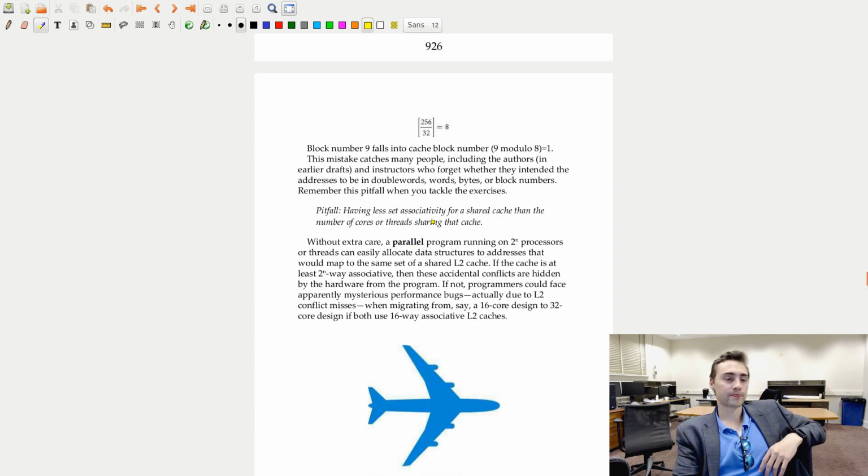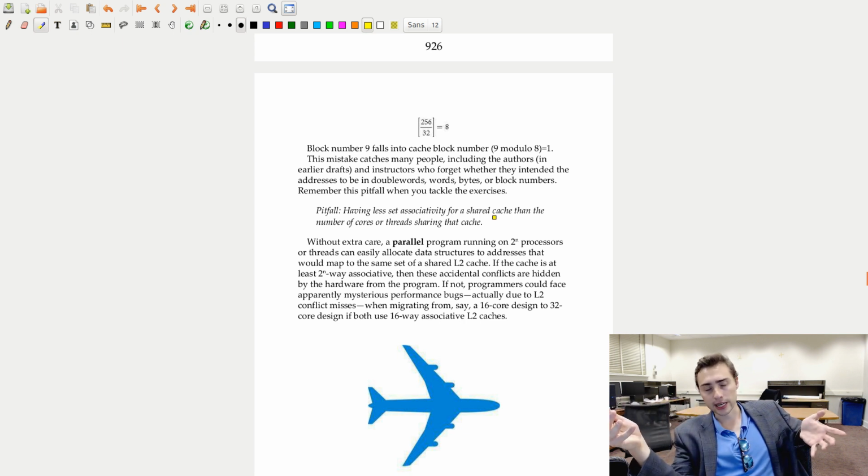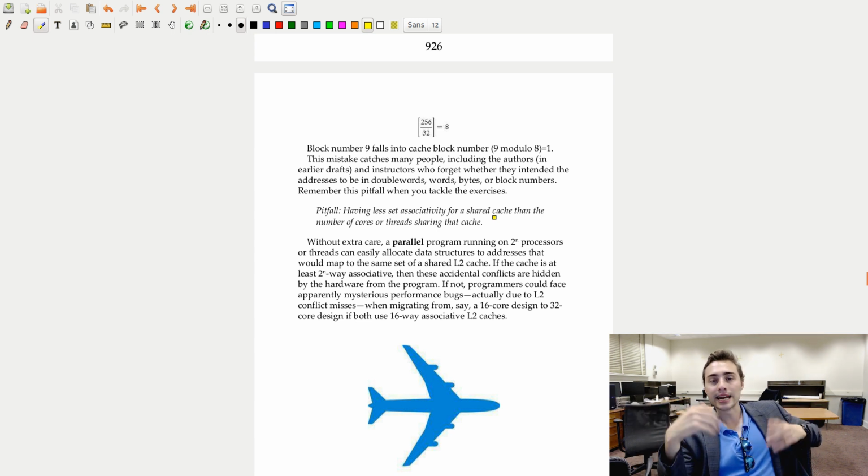Let's see another pitfall. Having less set associativity for a shared cache than the number of cores or threads sharing that cache. We want to make sure that we're not thrashing a cache, and that means we want to make sure we're not just constantly evicting all the data in our cache and never hitting on it. If we have a multi-core chip, we want to make sure that everyone isn't pointing to the exact same spot. Because if everyone's pointing to the exact same spot, they're all going to be kicking each other out. And that's bad, as you guys can probably guess.